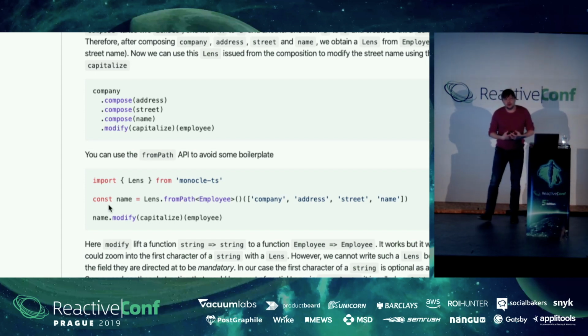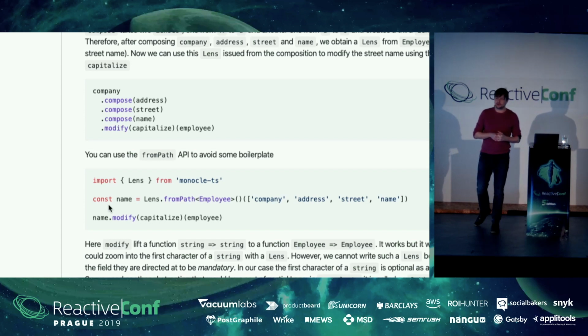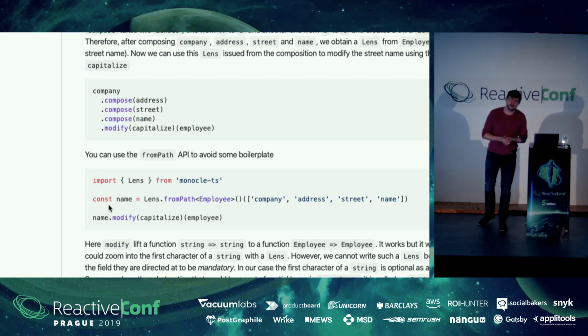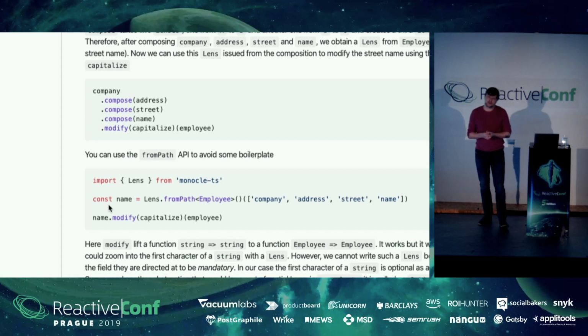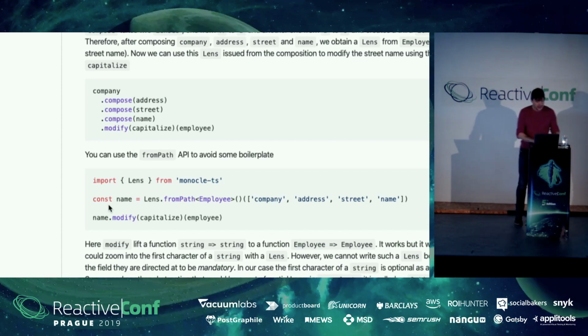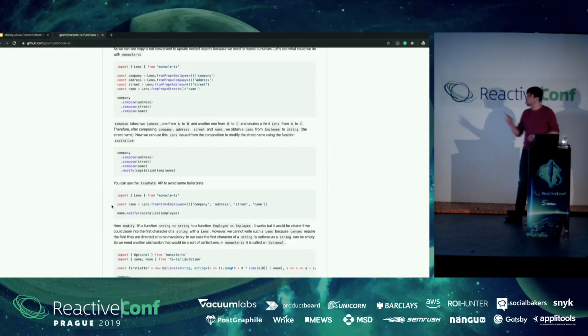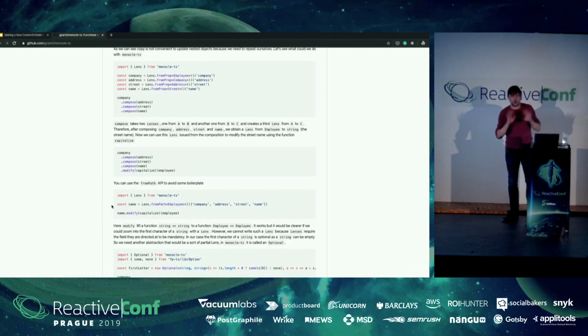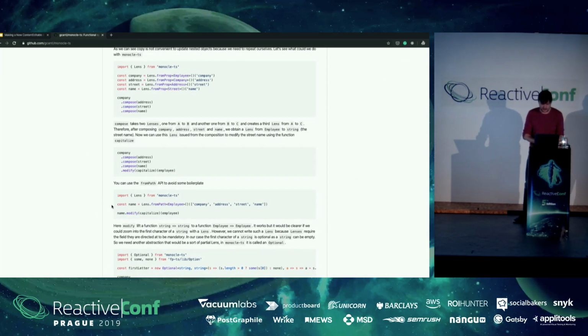You probably know already Ramda. Do you know Ramda? The problem with Ramda is it's not well type checked. And actually this is a problem of almost all functional libraries for TypeScript. The type checking is so-so for various reasons, but Monocle, fp-ts, and io-ts are different. They are 100% type checked.